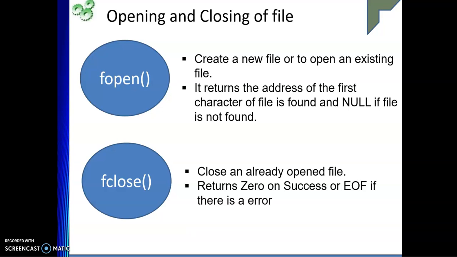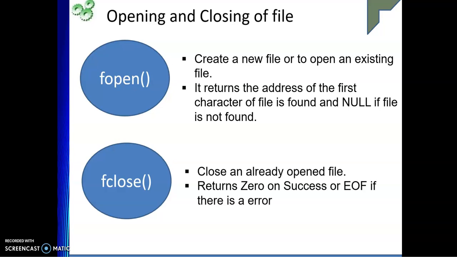In order to open a file, we have the function fopen, and it will create a new file or open an existing file depending upon what kind of mode we want to open it in. So fopen will help us open an existing file or create a new file, and it returns the address of the first character of a file if it is found, and null if the file is not found.